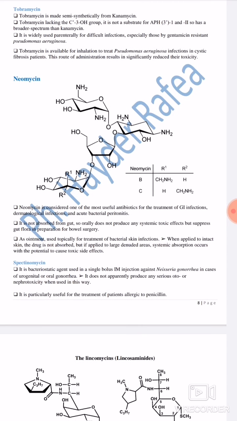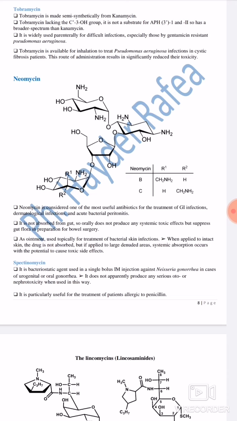Now the neomycin, as we see in this structure, we have two types, neomycin B and C. The difference between them is just in the functional groups at R1 and R2, in which R1 CH2NH2 and R2 H is called neomycin B, and if R1 is H and R2 is CH2NH2, it is called neomycin C.